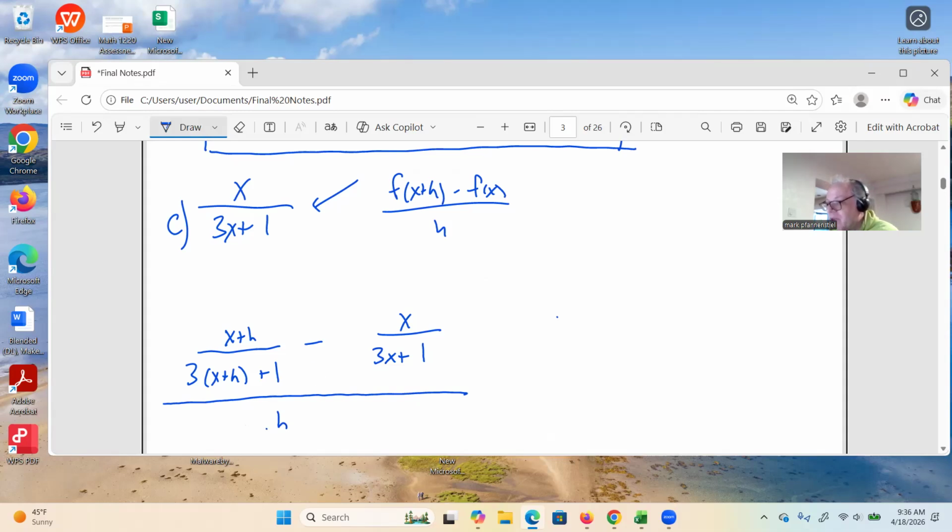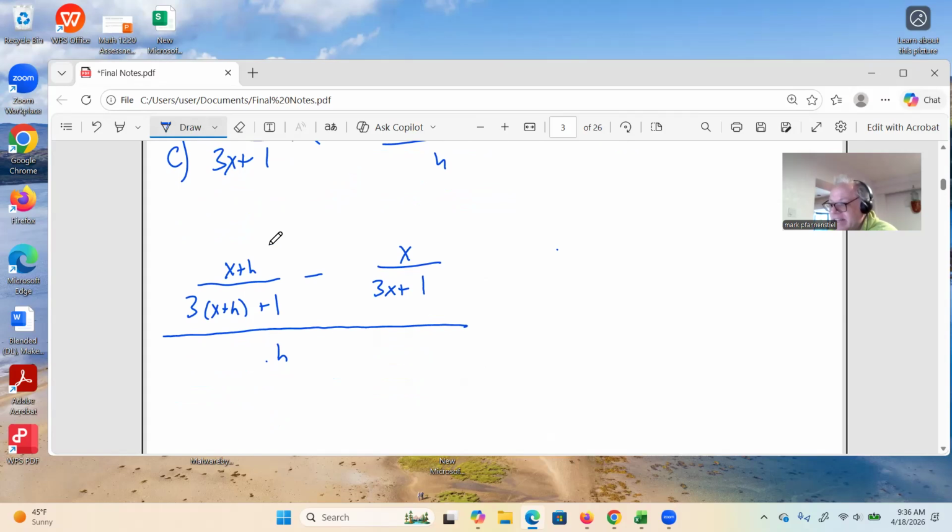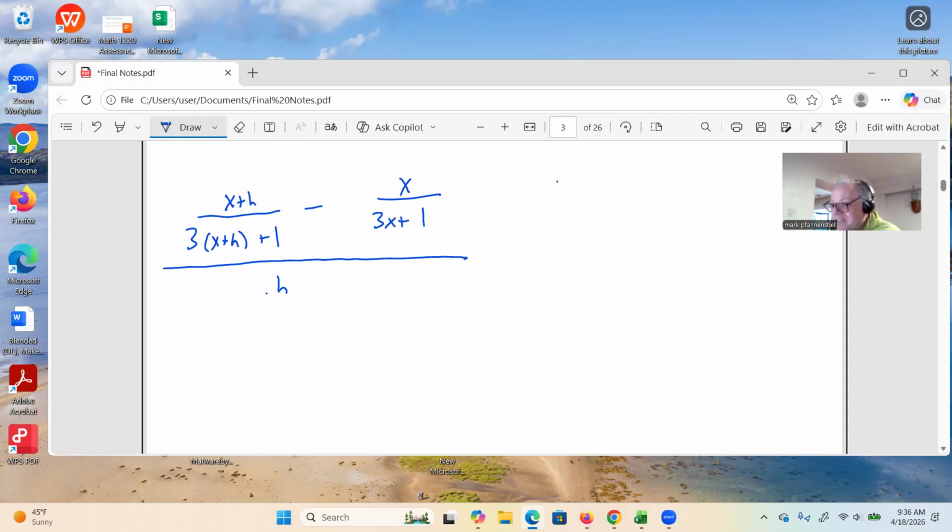Now, the first thing I'm going to do is move this h off to the side. Because when I did these problems, I didn't like the fact that I had to spend one, two, three lines per problem doing this. It used up all my paper really quickly. I'm like, there's got to be a better way. There is. So we're going to say this is 1 over h times x plus h over 3x plus 3h plus 1 minus x over 3x plus 1.